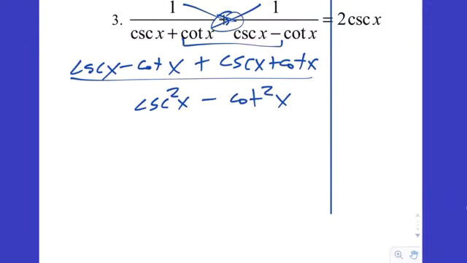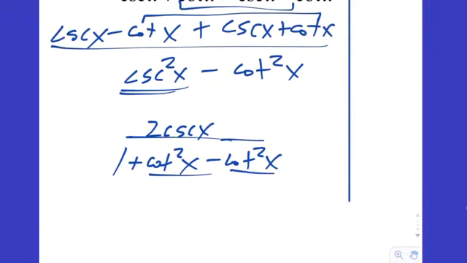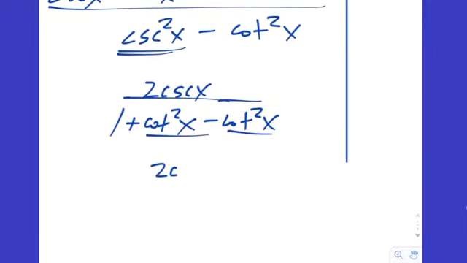And now good things will happen in the top, namely your cotangents will cancel, and then cosecant plus cosecant gives you 2 cosecant of x. And in the bottom, cosecant squared minus cotangent squared is actually equal to 1. But if you didn't recognize that, at least you know that you can write cotangent and cosecant squared in terms of each other. So that's what I'll do. Cosecant squared is 1 plus cotangent squared, minus the cotangent squared that's already there. Now those cancel, leaving you 1.